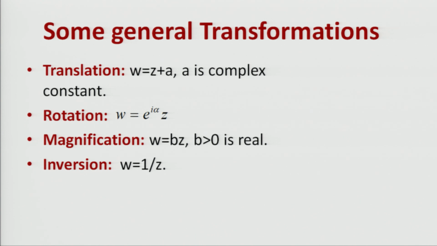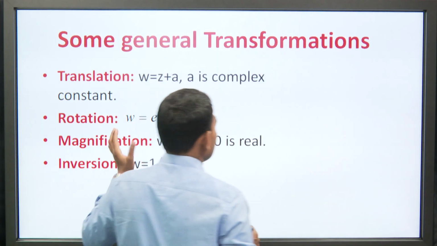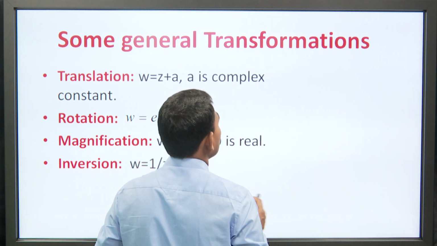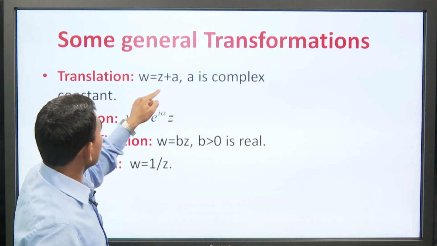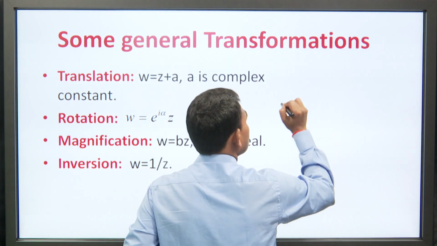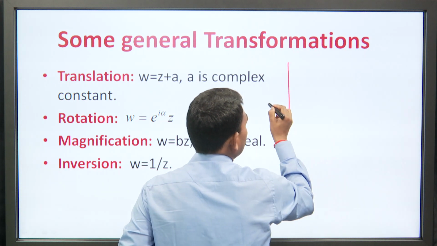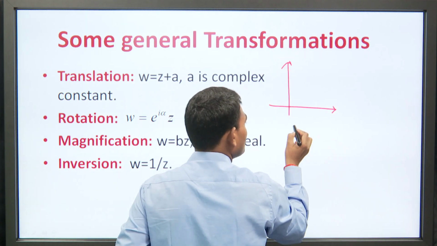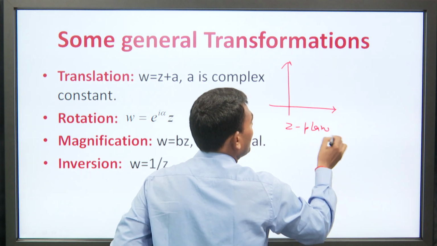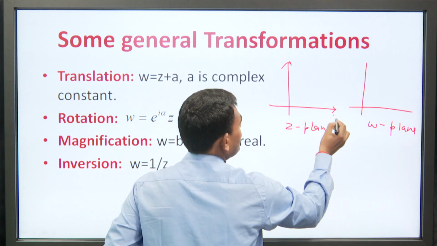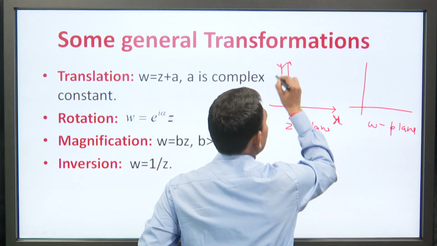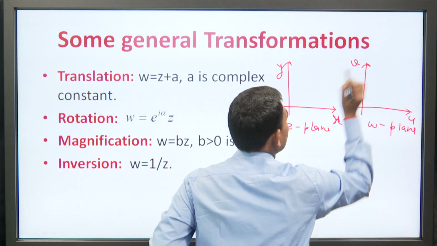Now, there are some general transformations. To understand these transformations, which are some special or general transformations, first of all is translation, w = z + a. Two planes are needed for each transformation, the z plane and the omega plane. This is x, y, and this is u, v.